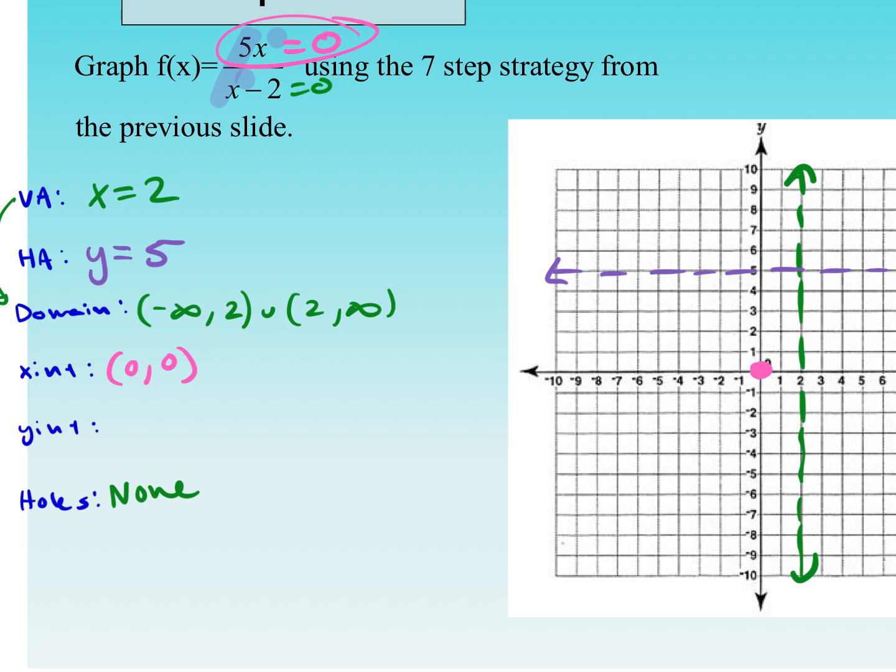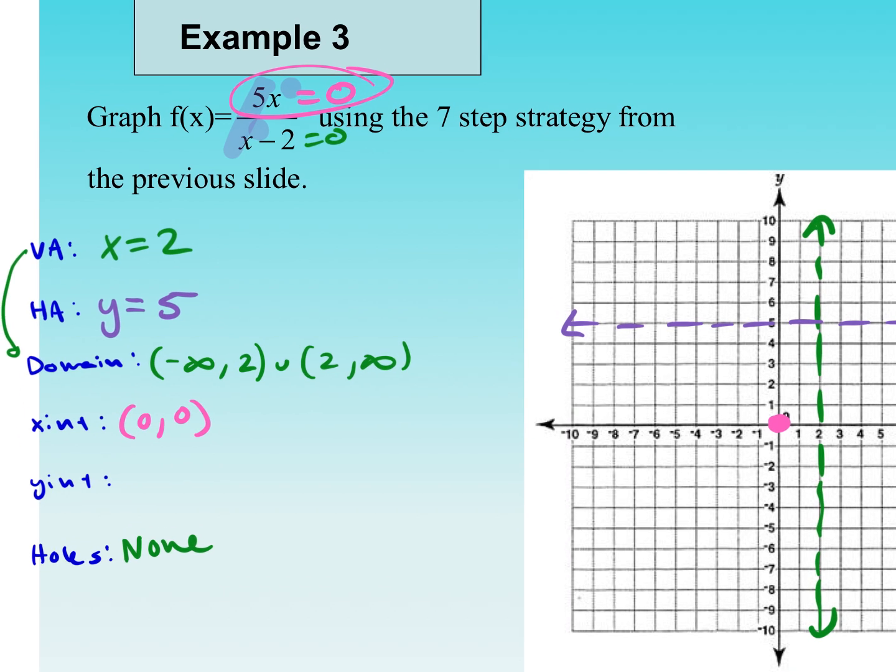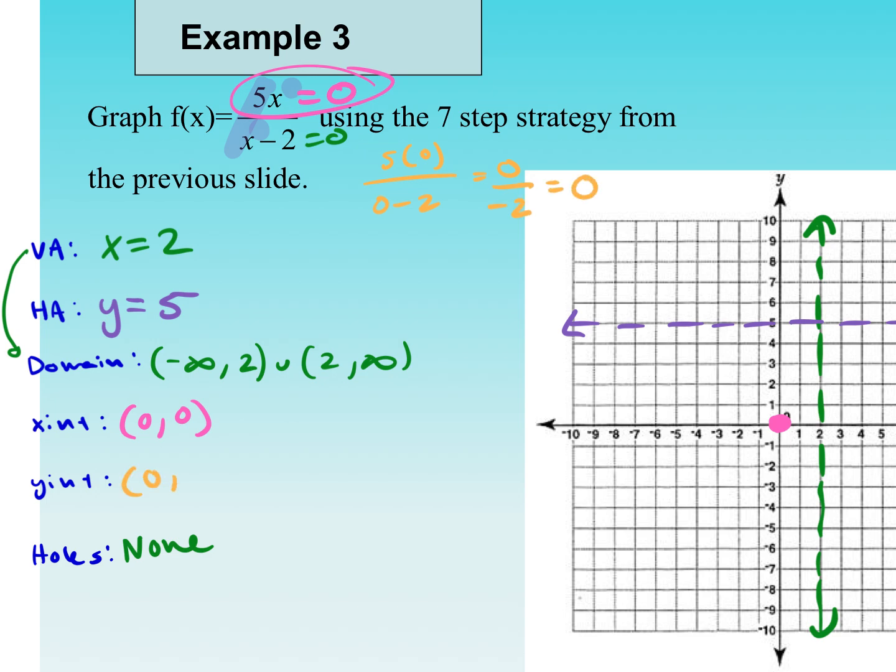Next, for our y-intercept, what do we do to find a y-intercept? Plug in 0 into the x. We've got 5 times 0 over 0 minus 2. So that'd be 0 over negative 2, which is 0. So my y-intercept would be the same thing, 0, 0. So it's the same point.